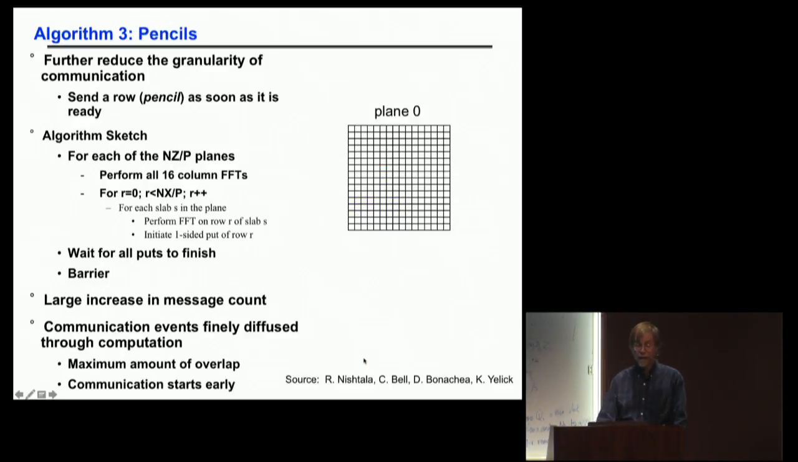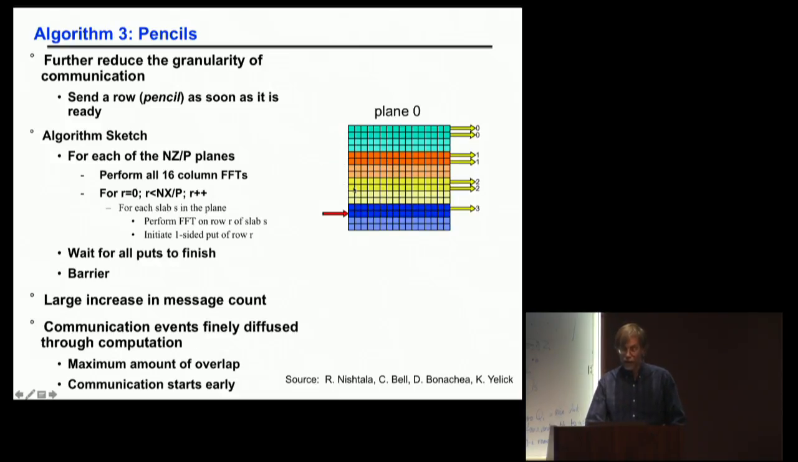And finally, I have this idea of pencils. And so that tells me as soon as I have a row available, I'm going to send it. So again, I start by doing all the columns locally, and then I need to start doing the rows. So I'll do the FFT of the first row, and as soon as it's done, I'm going to send it to processor 0. Then I'll do the FFT not of the second row, but of the first orange row. And as soon as it's done, I'll send it to processor 1. And then I'll move down to the yellow one, do that one, and do that one.